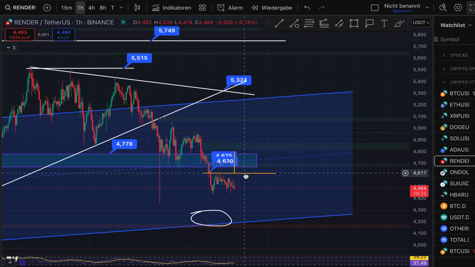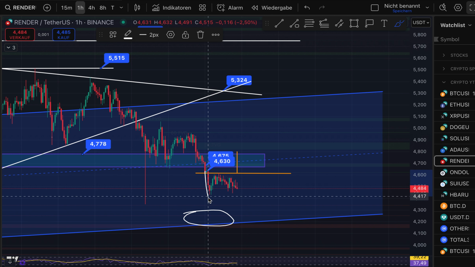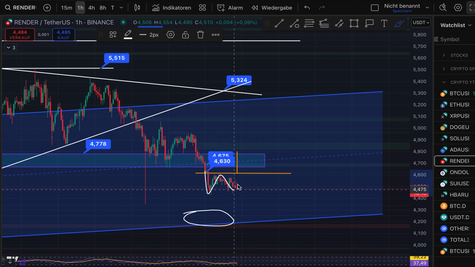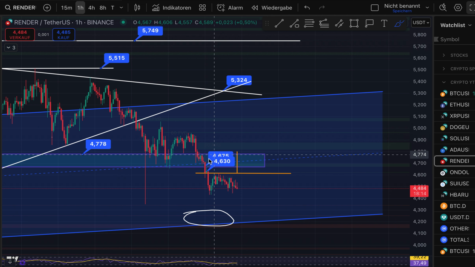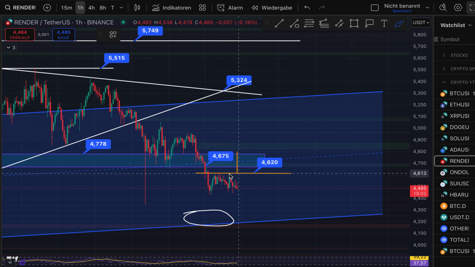So what now? I think Render is, like I said, difficult to trade. It might be possible that we have here a double bottom pattern. If yes, then we have to wait for the $4.62, sorry. If that breaks to the upside, then the target of that pattern is going to tell me $4.80 is the target. Will I long it?